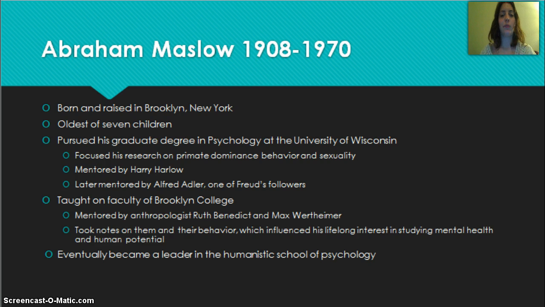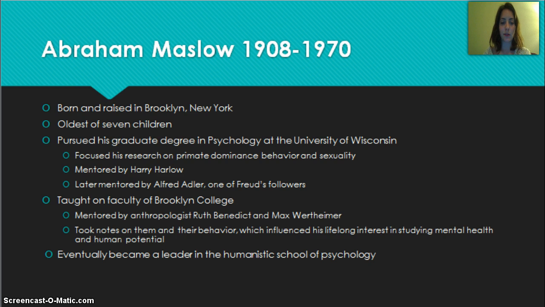I would like to start with a brief introduction to Abraham Maslow's life. He was born in 1908 in Brooklyn, New York, where he was also raised. He was the oldest of 7 children. After receiving his undergraduate degree at City College in New York City, he moved to Wisconsin, where he pursued his graduate degree in psychology. There, he focused his research on primate dominance, behavior, and sexuality, and was mentored by Harry Harlow. Later on, he was mentored by Alfred Adler, who was one of Freud's followers.